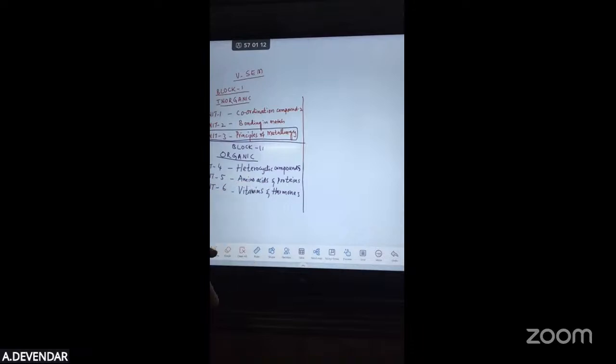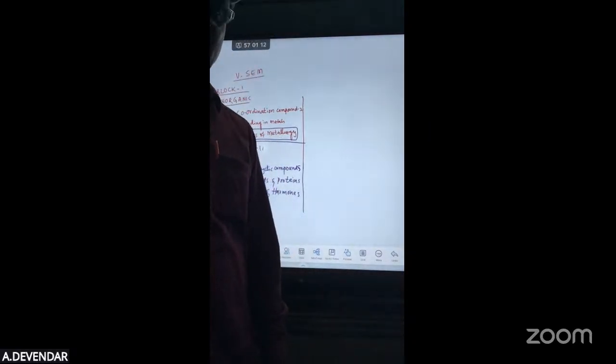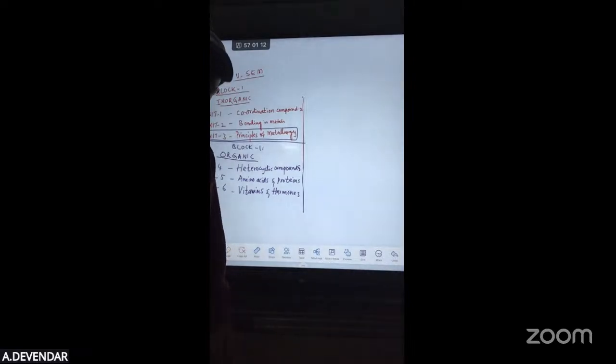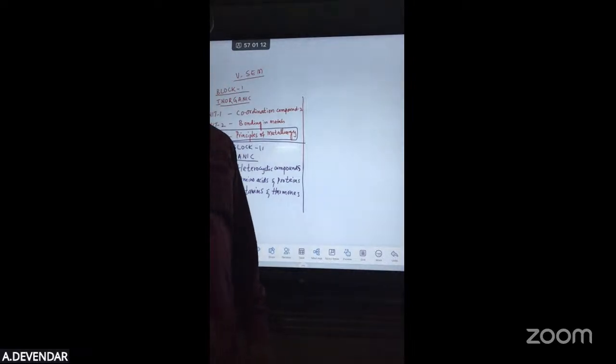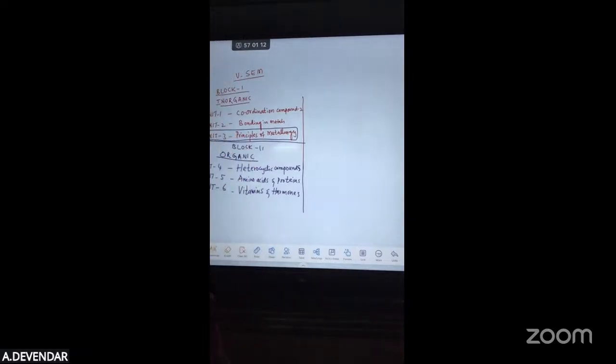Next, amino acids. You know that our body consists of amino acids. Without amino acids, you can't sustain. Our body requires 25 amino acids for sustaining our life. Of those, 16 amino acids are prepared by the body itself. Some 9 essential amino acids have to be taken through the diet only. Those 9 amino acids are called essential amino acids. Those we have to write, what the amino acids are.